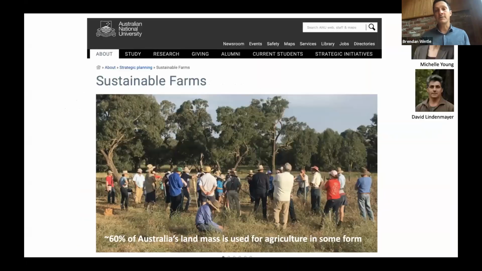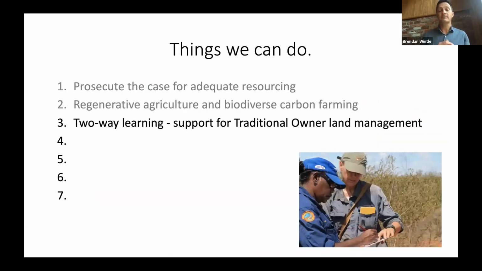This is just one, some colleagues at ANU and their Sustainable Farms initiative. We want to see a lot more of this in order to actually get conservation and biodiversity outcomes on private agricultural land. We need to put more effort into supporting traditional owner land management.